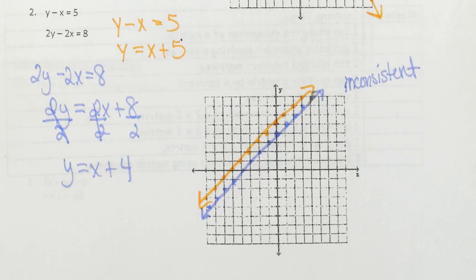All right, let's flip over on the next page. Flip over. All right, let's see what you can do with 3 and 4. Go ahead and try 3 and 4 on your own real quick.